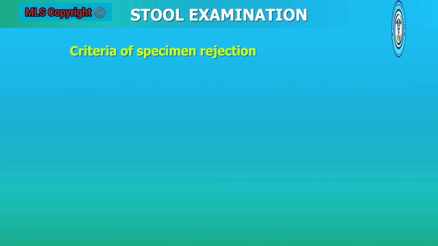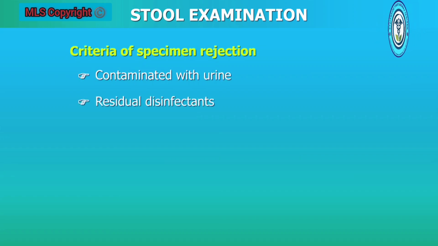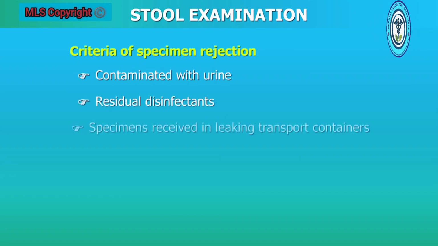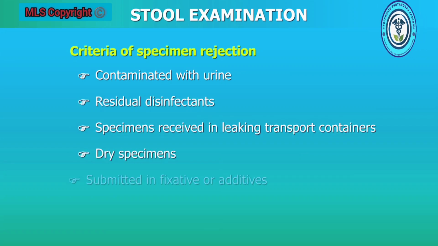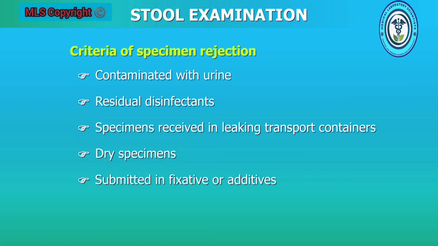Criteria for specimen rejection are: specimen contaminated with urine, residual soap or disinfectants, specimens received in grossly leaking transport containers, dry specimens, and specimens submitted in fixative or additives.